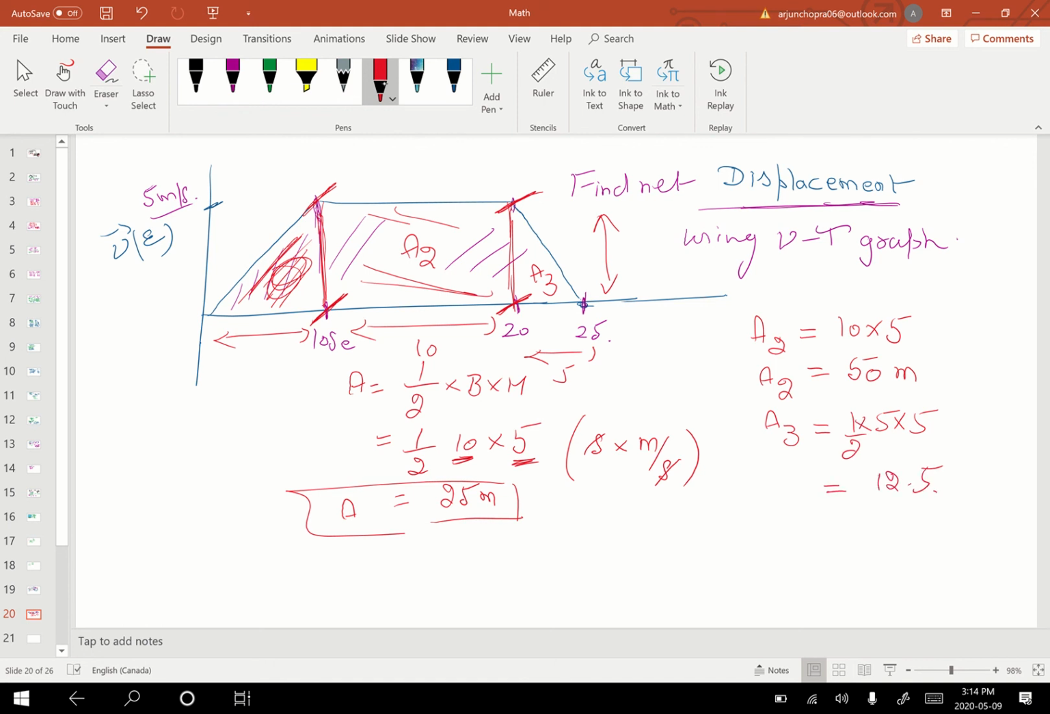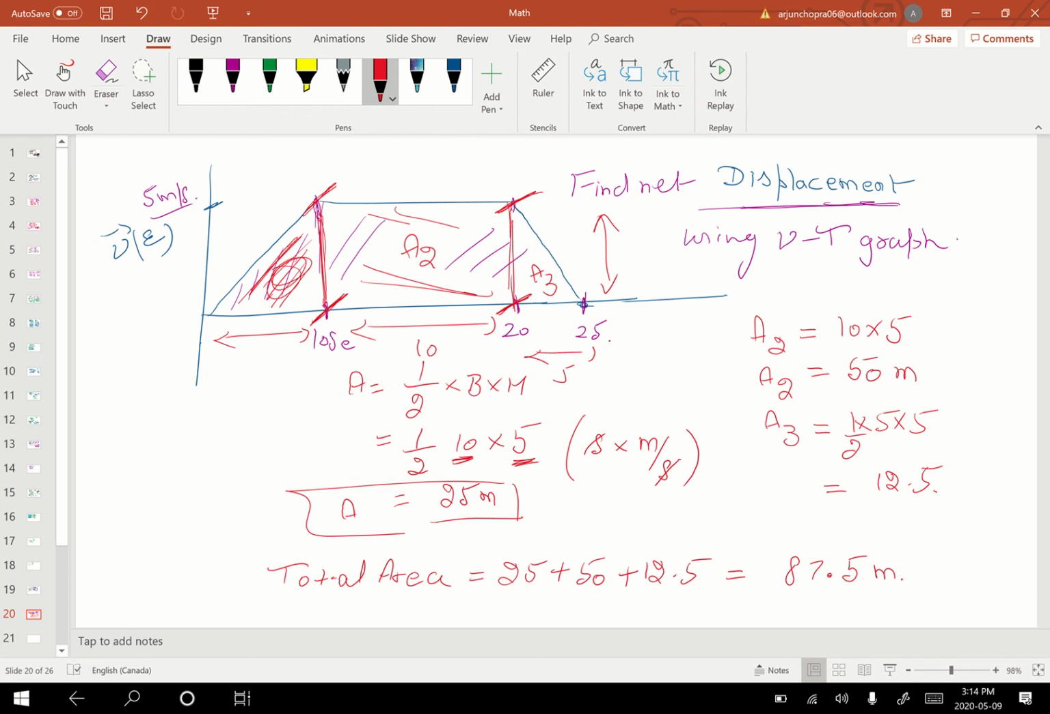So the total area, which is equal to the net displacement, is equal to 25 plus 50 plus 12.5, which I think will come out to be 87.5 meters. That's the net displacement.